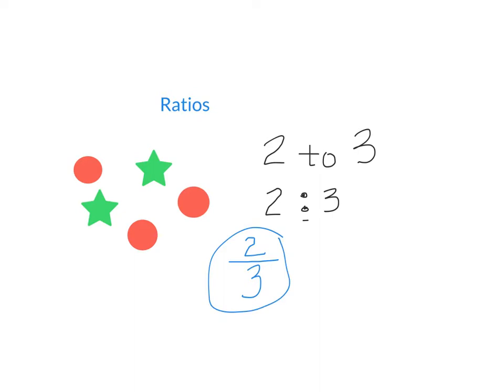This is helpful because I can then compare. If I were to say, what if there are 6 circles, I can create an equivalent fraction. So if I say there are 6 circles, how many stars are there? Well, I can see that 3 times 2 would give me 6. So if I do the same to the top, 2 times 2 would be 4. So if I changed it and all of a sudden I had 6 circles, but the ratio was the same, I would have 4 stars. So we're going to focus on using fractions in order to compare and use ratios today.